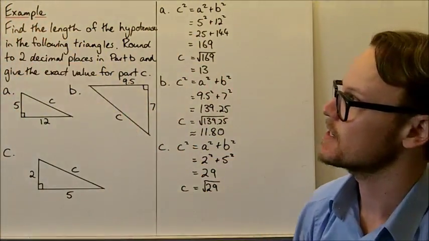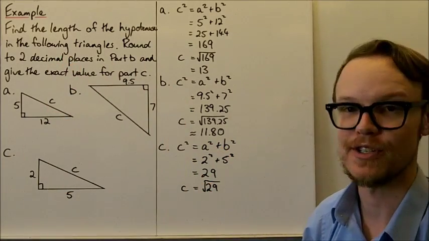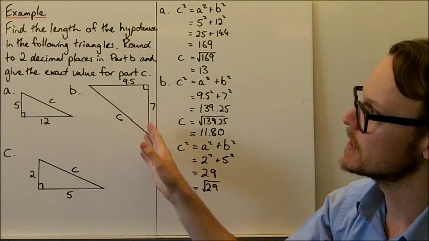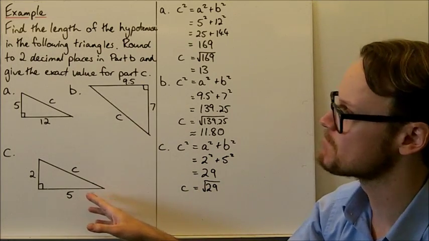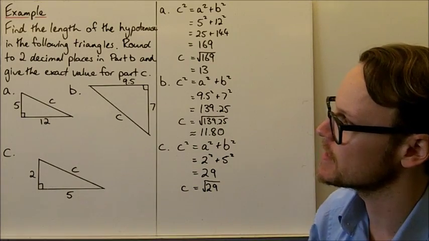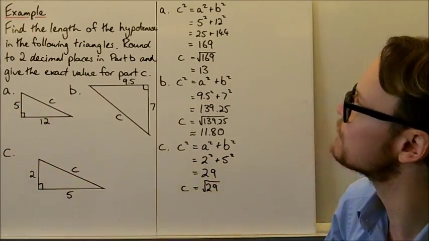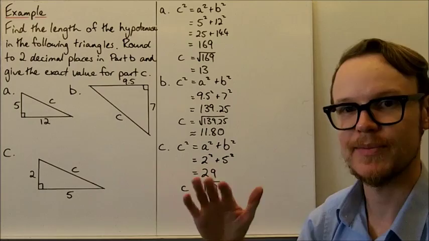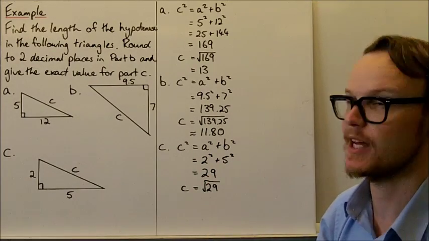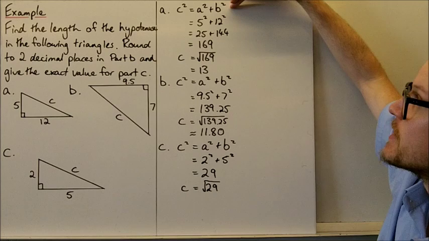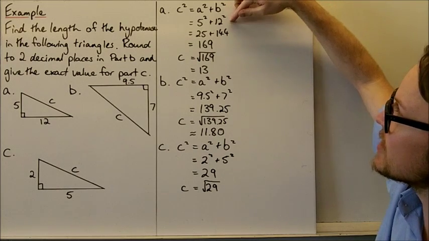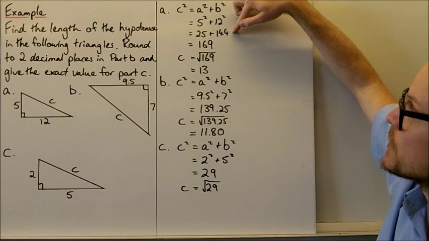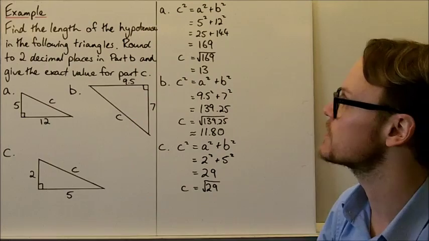If we have a look at an example here, it says find the length of the hypotenuse in the following triangles. Round to 2 decimal places in part b, and give the exact value for part c. So let's have a look at a first. Our lengths of a and b are 5 and 12. If we've got a formula or a theorem, we need to make sure we state that first if we're going to use it. So I've written down Pythagoras' theorem here, c squared equals a squared plus b squared, and then substituted in values for a and b. 5 squared is 25, and 12 squared is 144. Adding those together, I get 169.